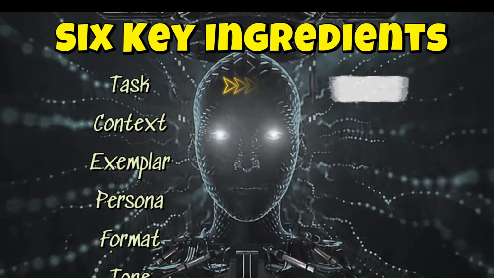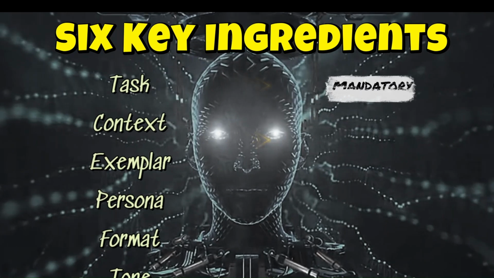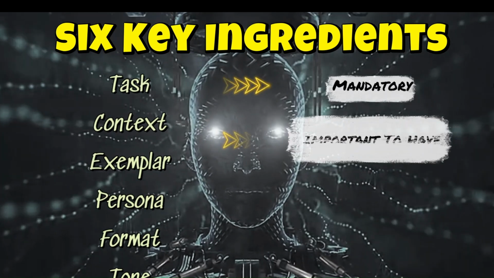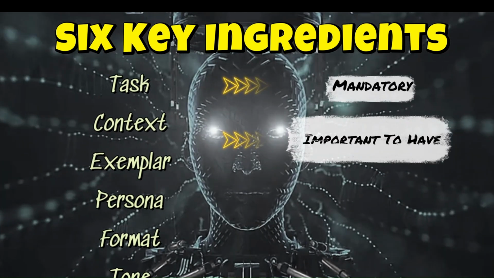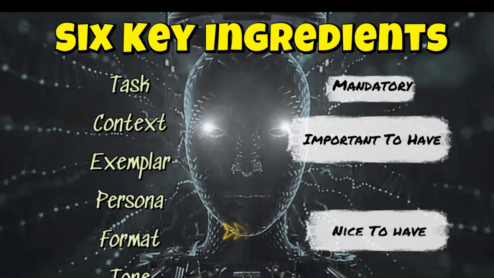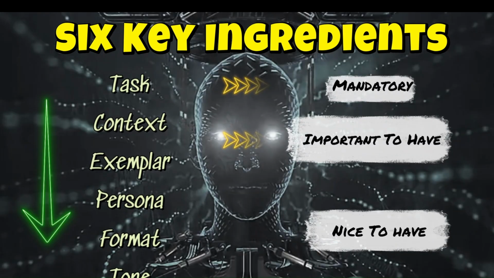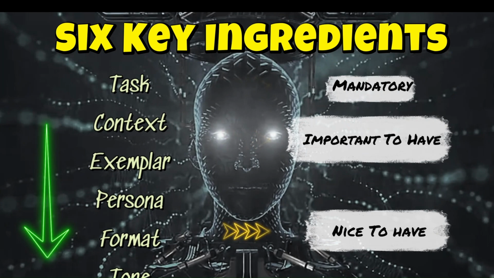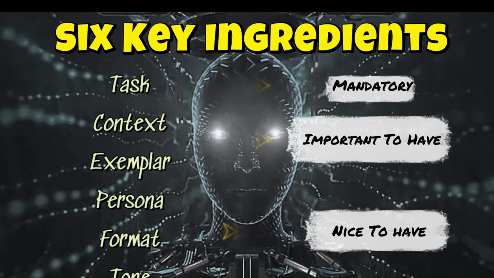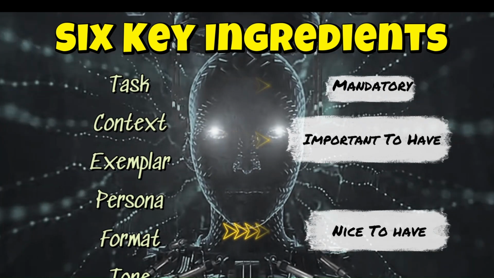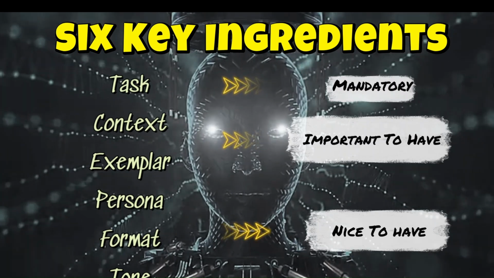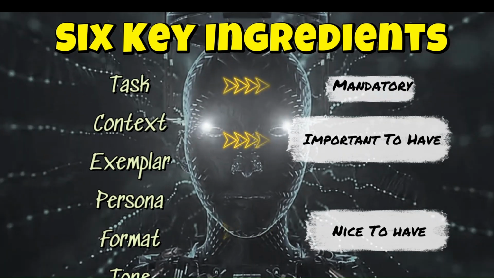Task is mandatory. Context and exemplar are important to have. Persona, format, and tone, they're nice to have. These are listed from most essential to least, but even the nice-to-haves can take your prompt from good to exceptional. We'll build one powerful prompt together by stacking these blocks one by one.